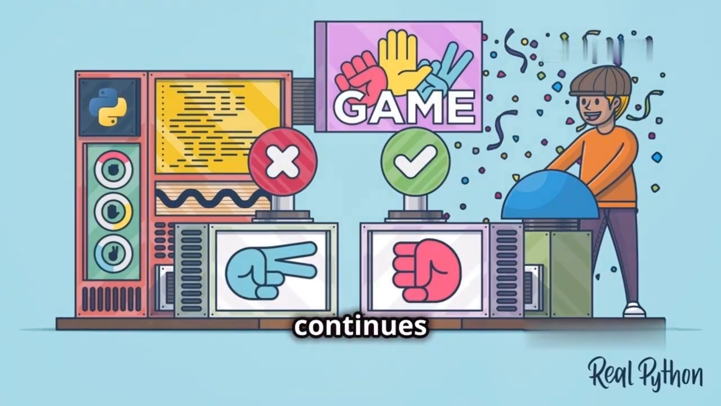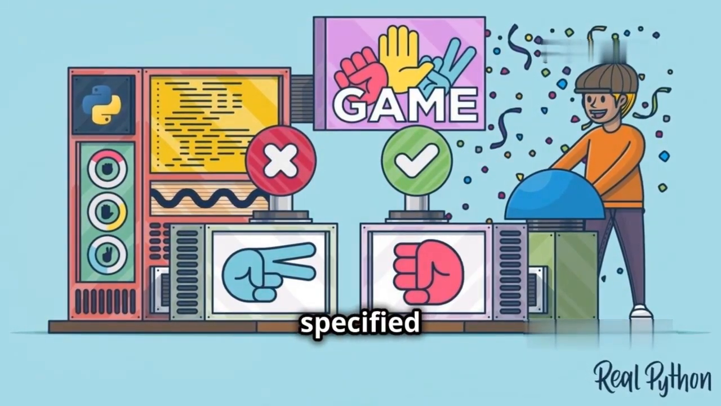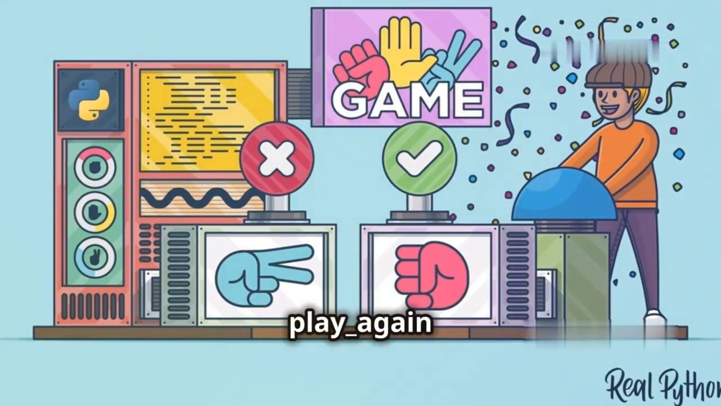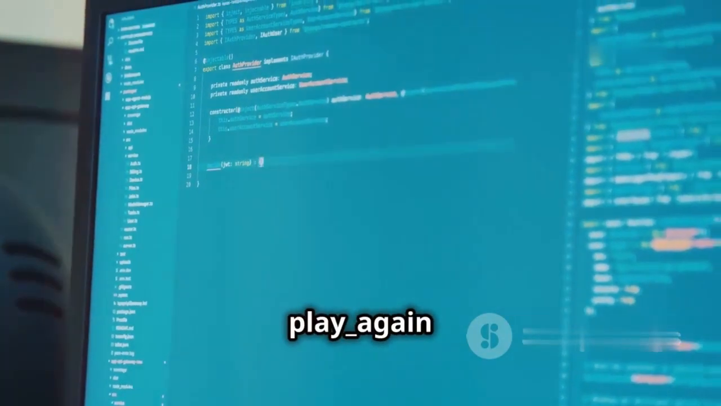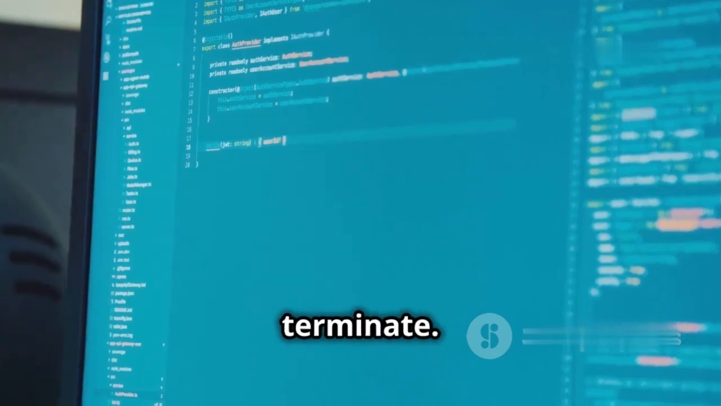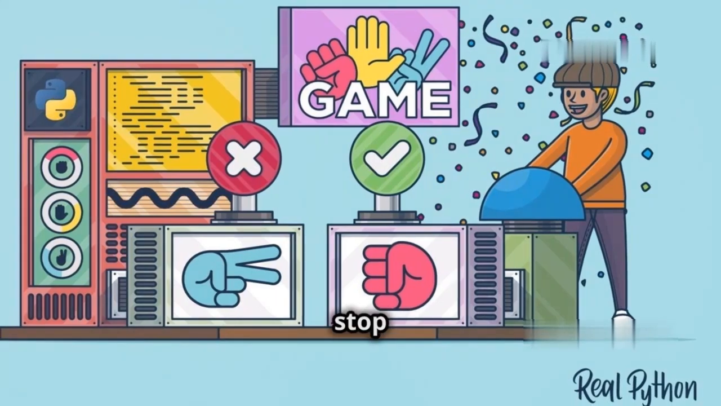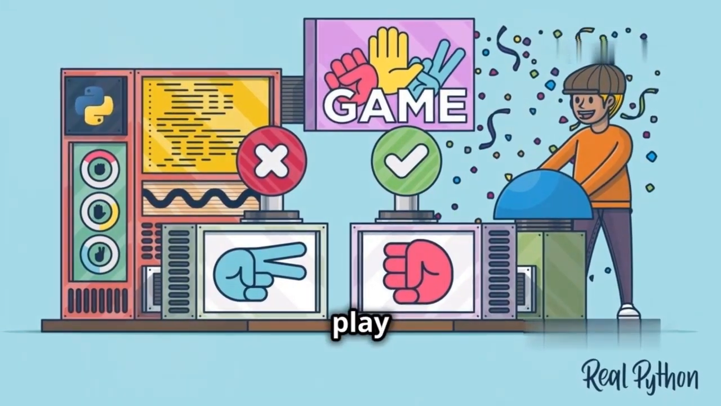A while loop continues to execute a block of code as long as a specified condition remains true. In our case, the condition is that play_again equals true. While play_again is true, the code for a single round of rock, paper, scissors will be executed here. After each round, the user will be prompted with the question, play again? Y/N. If the user's answer, converted to lowercase, does not equal Y, then play_again is set to false and the loop will terminate. This code structure ensures that the game will keep playing until the user decides to stop by entering N when asked if they want to play again.